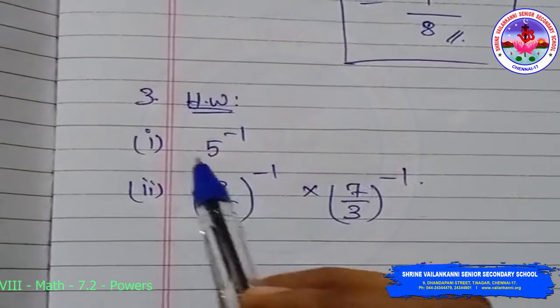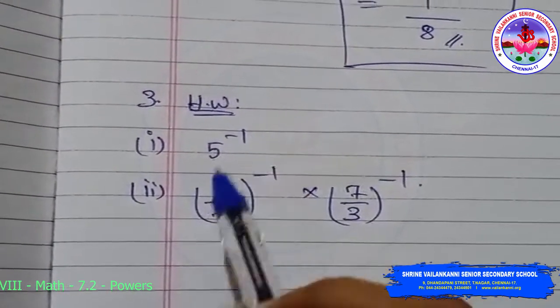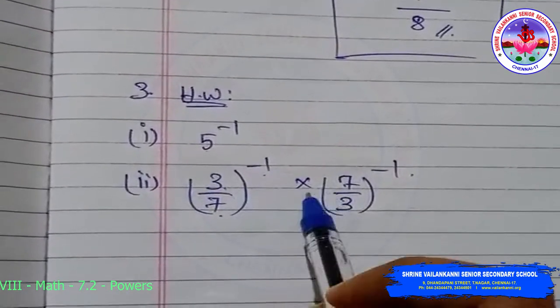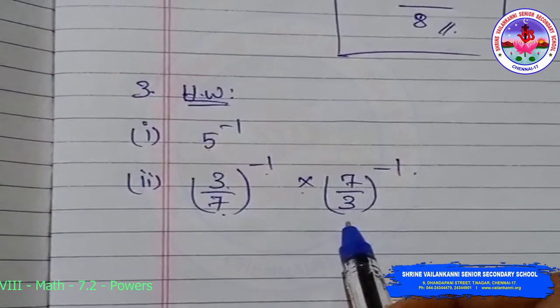Homework sum, third question. The first one is 5 power negative 1. Second one, 3 by 7 whole power negative 1 into 7 by 3 whole power negative 1.